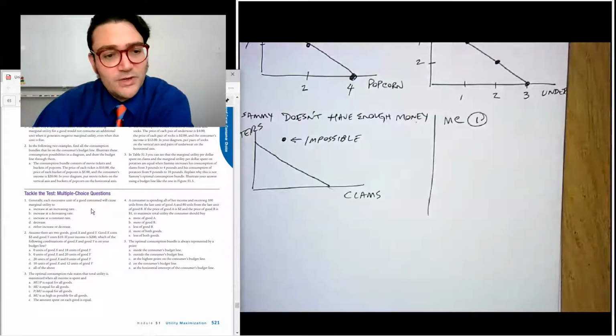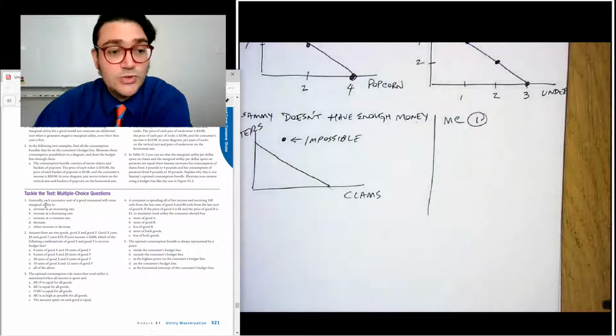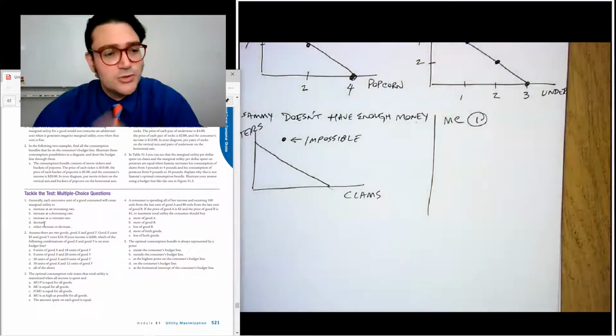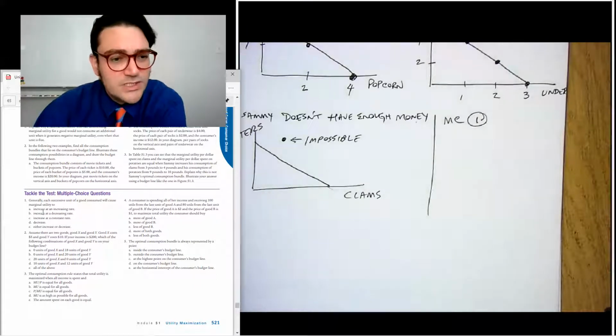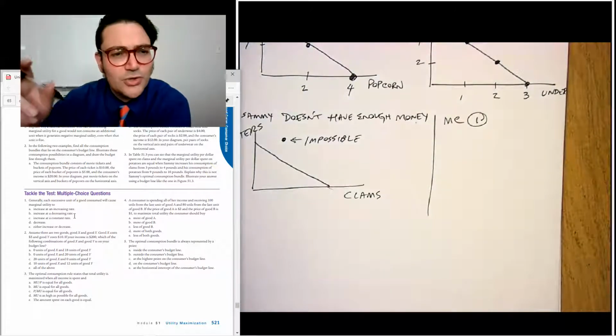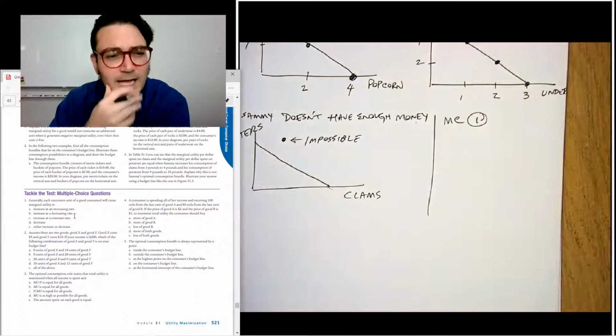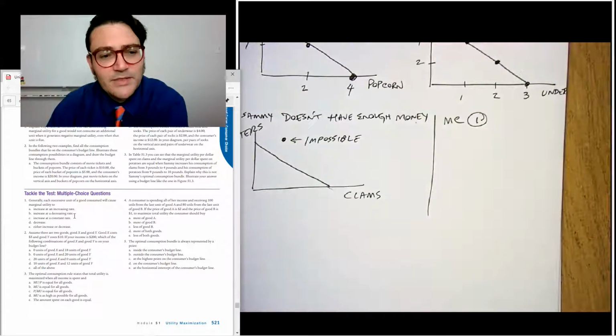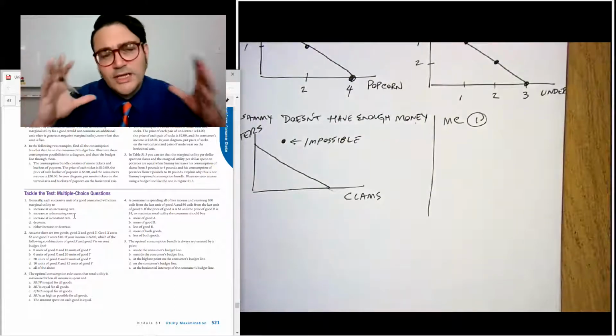Generally, each successive unit of a good consumed will cause marginal utility to decrease, because the idea is diminishing marginal utility. You could also say it would increase at a decreasing rate. It depends on what range of the consumption you're in. And in fact, the way I'm reading this, I bet they're probably going to say B is the correct answer, because you think about a good like donuts.